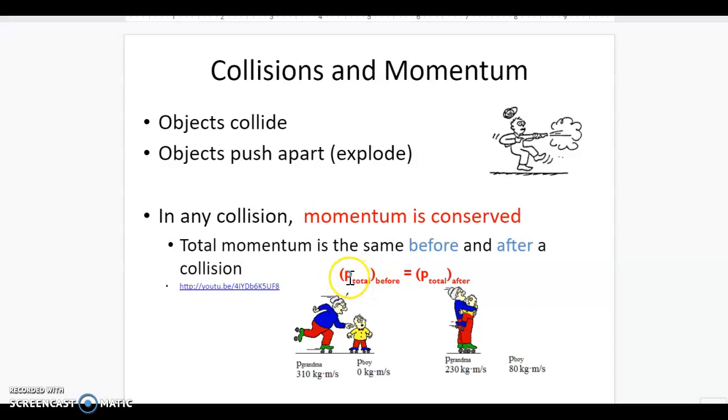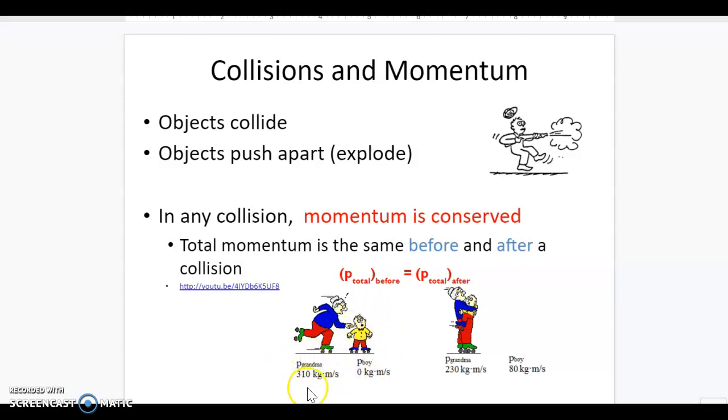You can kind of represent it this way. The total momentum, remember momentum is represented with a P, before equals the total momentum after. You can take this as an example. Let's say grandma was roller skating at the roller rink with her grandkids, and this little boy was not moving on the roller rink.